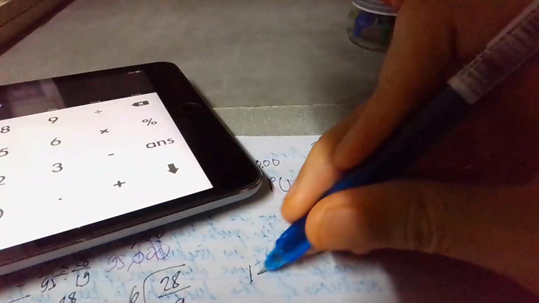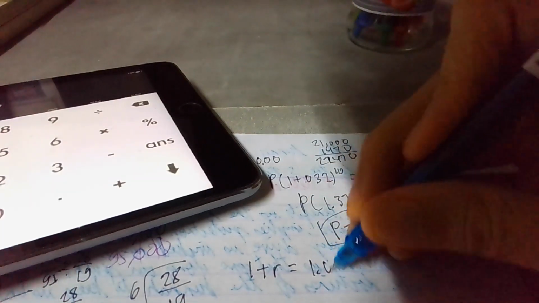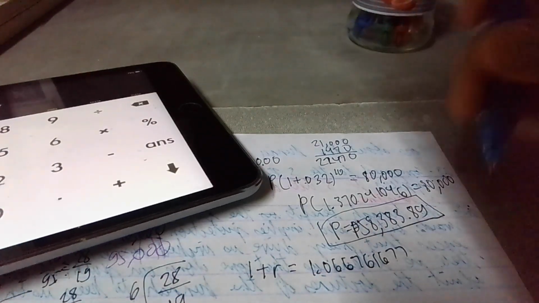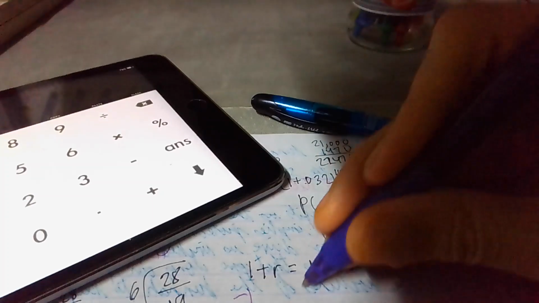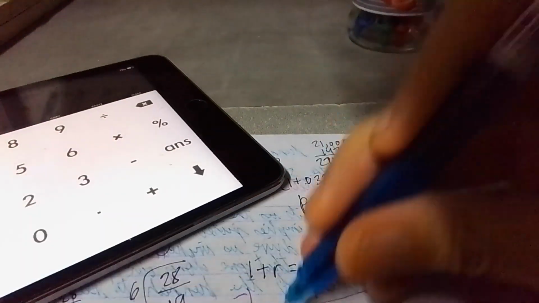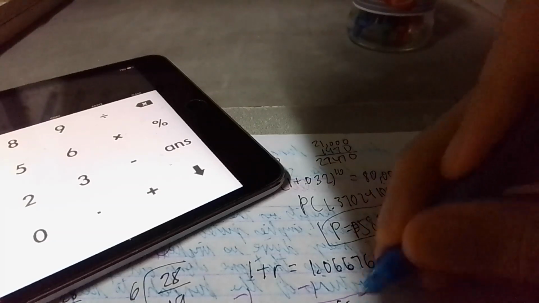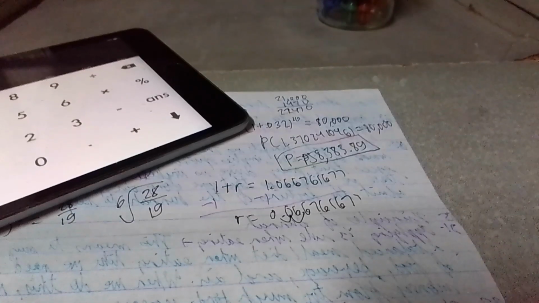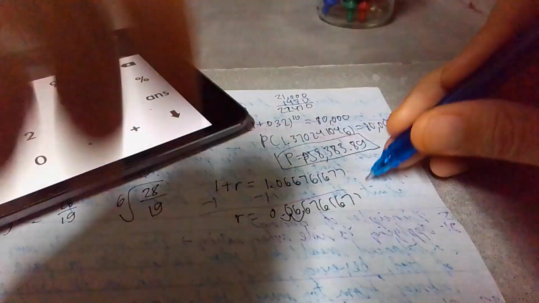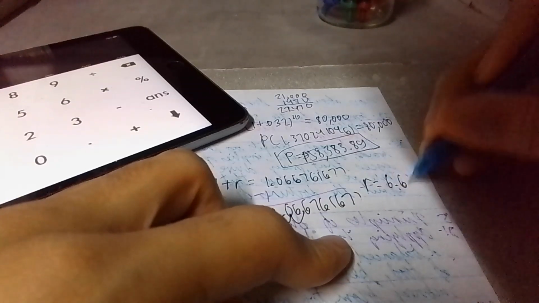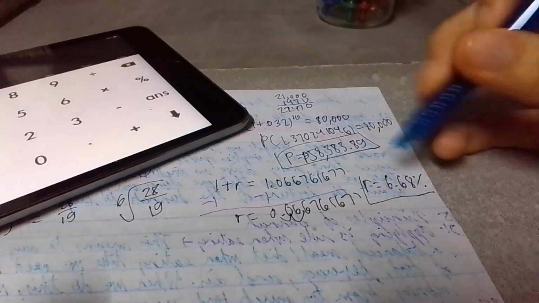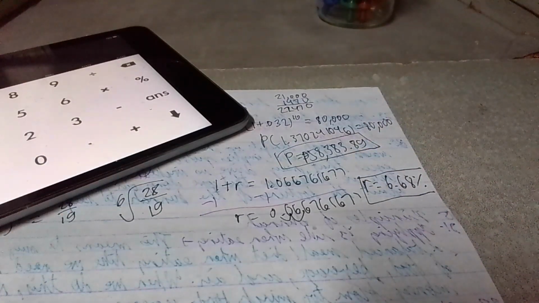Hence, therefore, we have 1 plus R is equivalent to 1.06676167. Then, to solve for R, we subtract both sides by 1. Subtracting both sides by 1, therefore, our R is equivalent to 0.0676167. Move the decimal places 2 places to the right. Then, therefore, your rate should be 6.68% or 6.7%. So, that is the rate. So, your interest rate for this particular matter is 6.68.